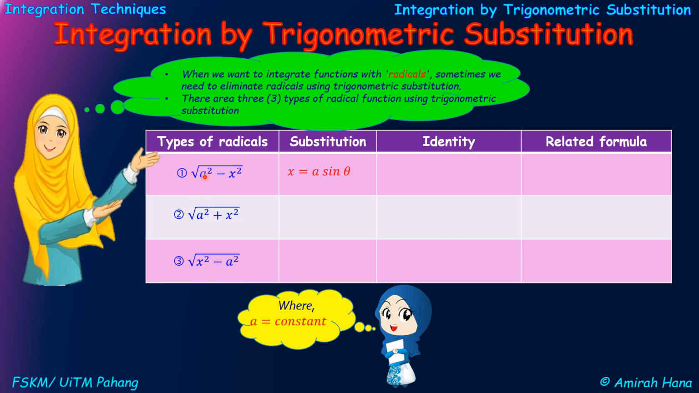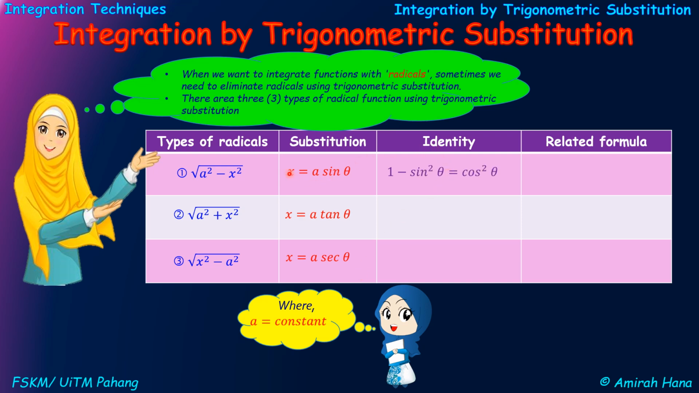When we have the radical a squared minus x squared, we need to use the substitution x equals a sin theta. When we have the radical a squared plus x squared, we need to use the substitution x equals a tangent theta. And when we have the radical x squared minus a squared, we need to use the substitution x equals a sec theta.